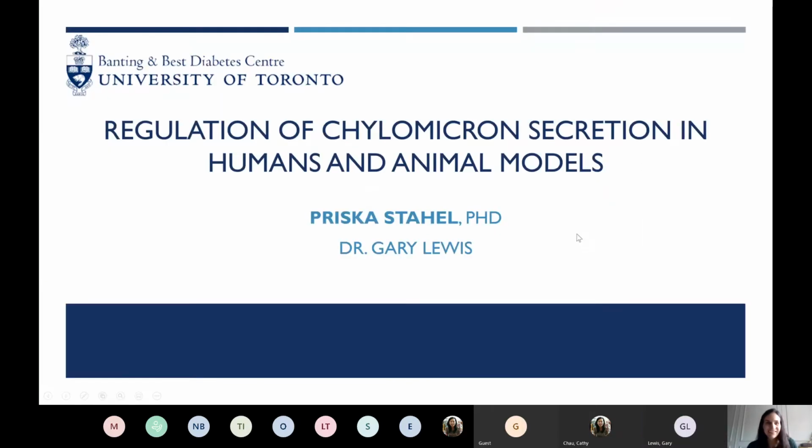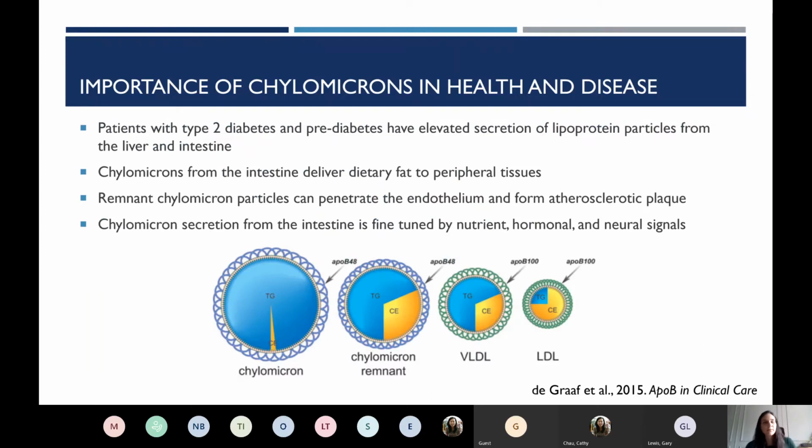Yes. Good. Okay, great. So as Gary mentioned, today I'll be talking about how we found that there are regulators of chylomicron secretion in both humans and animal models. This is important because we know that patients with type 2 diabetes and pre-diabetes have elevated secretion of lipoprotein particles from both the liver and intestine.